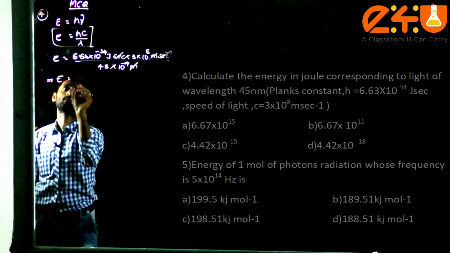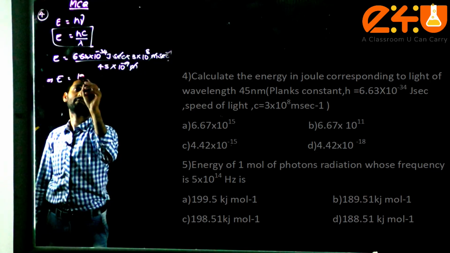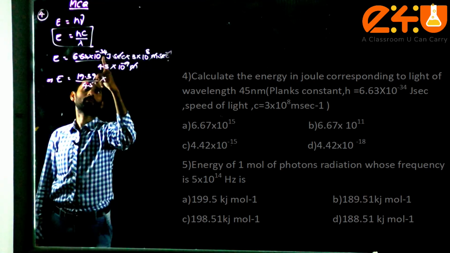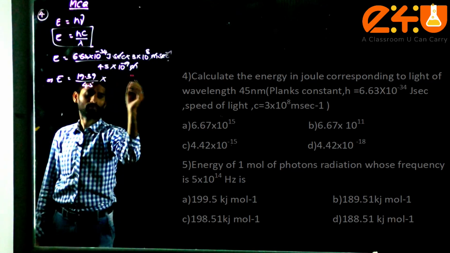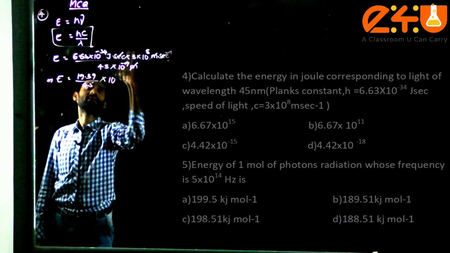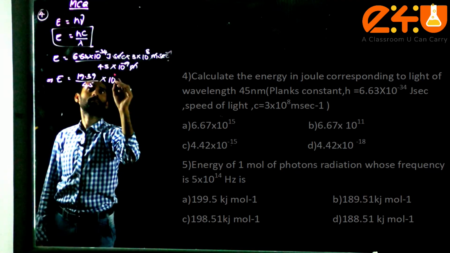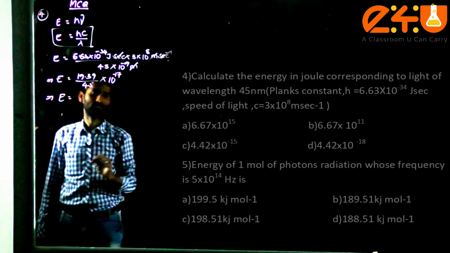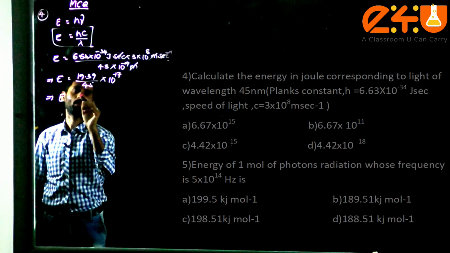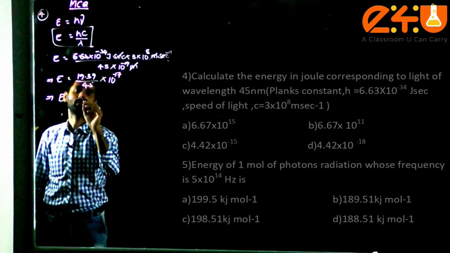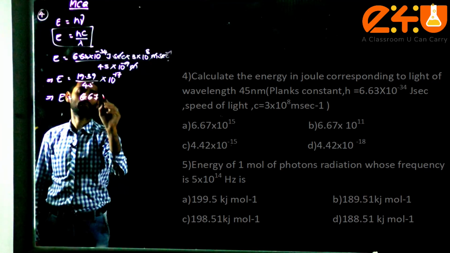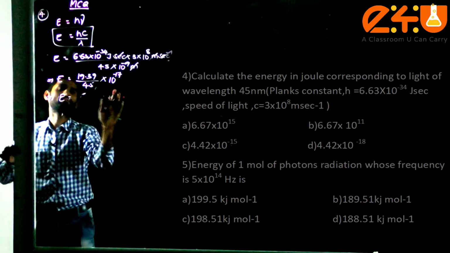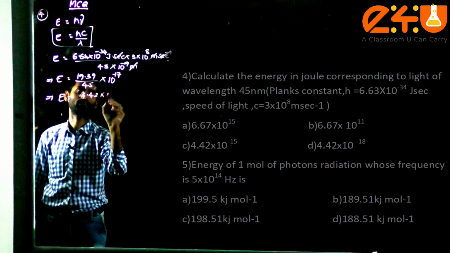That implies E is equal to 6.63 into 3, which is approximately 19.39, divided by 45 into 10 power minus 9. Then 10 power minus 34 gives 10 power minus 17. That implies E is approximately 0.67 into 10 power 15, so 6.67 into 10 power. If you calculate, it will come to 4.42 into 10 power minus 19.